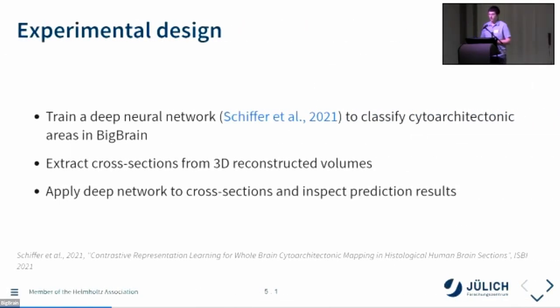Our experimental design was that we take a deep neural network that I developed during my PhD that is able to classify cytoarchitectonic areas in the BigBrain. We then take these 3D volumes that we saw before, extract 2D cross sections from the volume, and apply the model to these cross sections, and later inspect how the prediction behaves depending on how we slice the volume. One valid question here is, why do we apply a 2D convolutional network to 3D data? We have 3D data, why not use it?